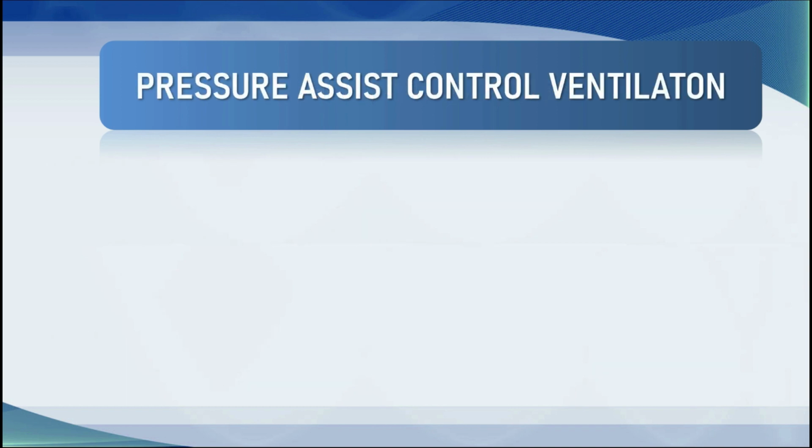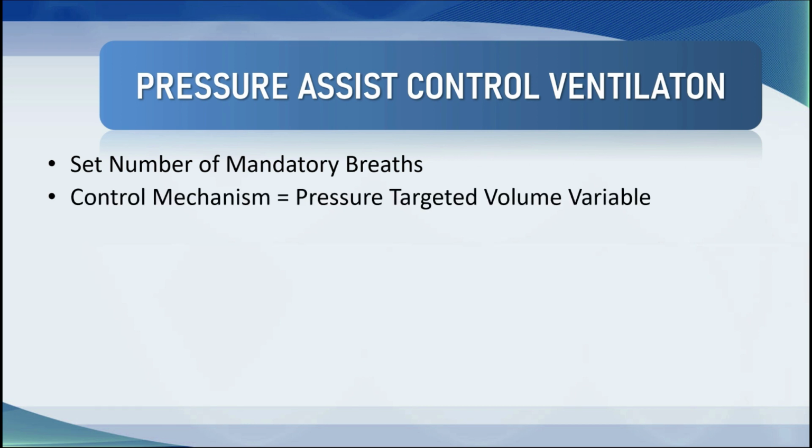So when you start someone on pressure control, you need to set a number of mandatory breaths. This is a situation where the patient is probably not going to breathe properly for themselves, particularly if they're comatose to start with and you've administered anesthetic drugs to access the airway. So you need to control. The control mechanism here is pressure control. And when you put someone on pressure control, the targeted volume that you give, the tidal volume, is always variable, as is the minute ventilation from minute to minute.